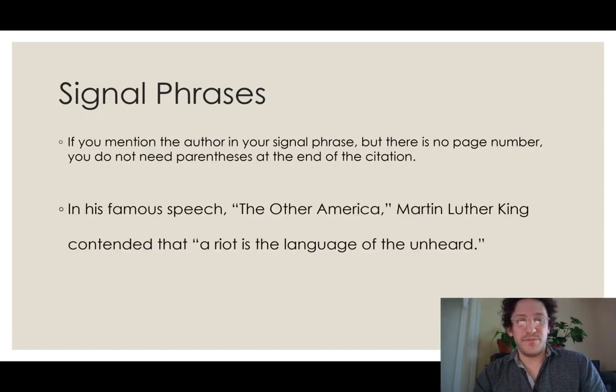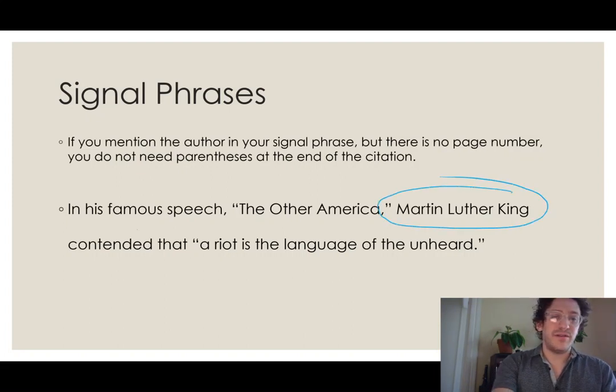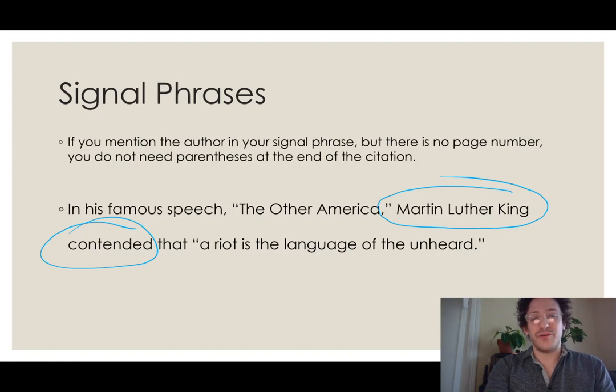So here's a good example. In his famous speech, The Other America, Martin Luther King contended that, quote, a riot is the language of the unheard. It's a famous line from Martin Luther King Jr. I have a signal phrase right here. I've got the author and a verb, he contended, he made an argument. And then I have the quotation right here. This is not a quote. That's just the name of the speech.